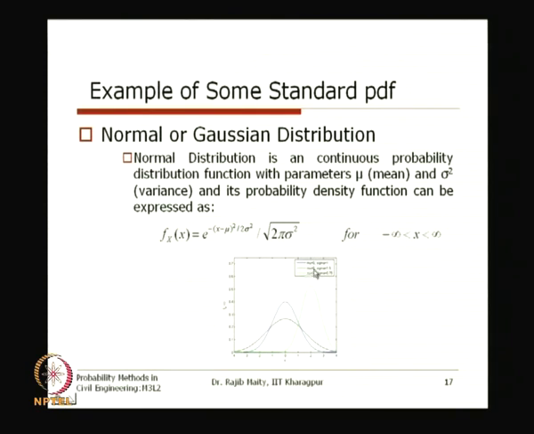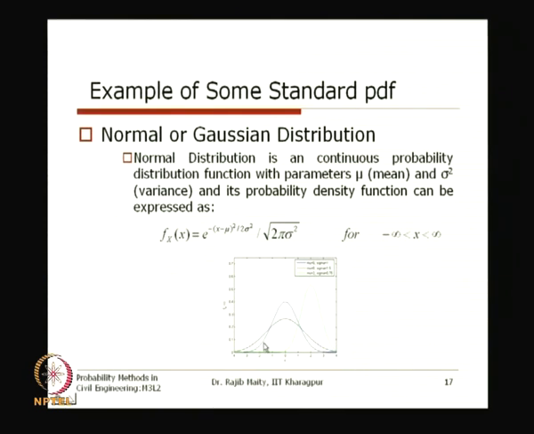So this mu and sigma are called the parameters of this normal distribution. The normal distribution is symmetric and bell shaped. The skewness, mean, and variance will be discussed in the next class, and the normal distribution will also be discussed in detail in subsequent classes. What we are just telling here is that this is over the entire support, which here is from minus infinity to plus infinity.